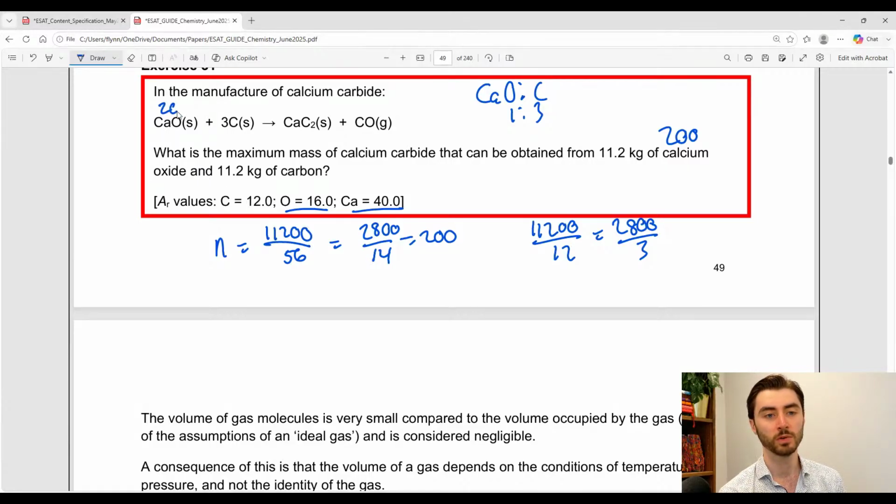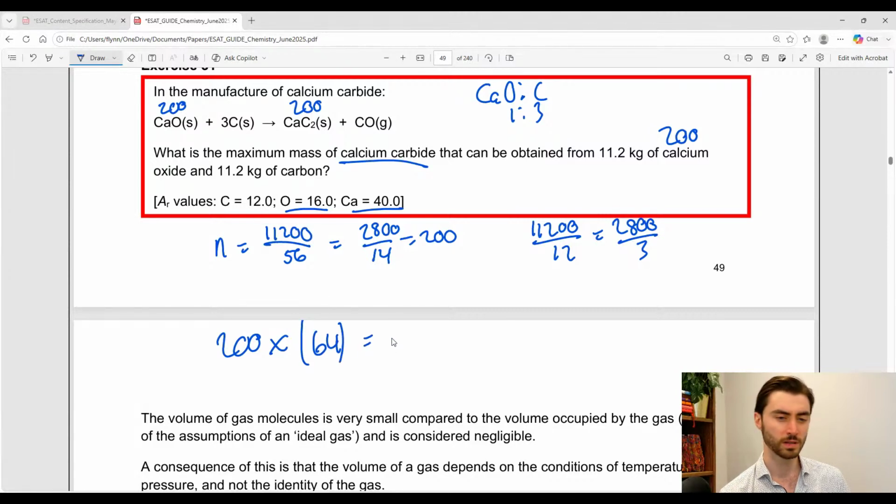So we're going to have 200 moles of this. We want the calcium carbide. It's in a 1-to-1 ratio, so we'll have 200 moles of that, the calcium carbide. And to work out the mass of the calcium carbide, you would do the 200 times the molar mass of the calcium carbide, which is 40 plus 24, which is 64, which is 12800 grams, or 12.8 kilograms.